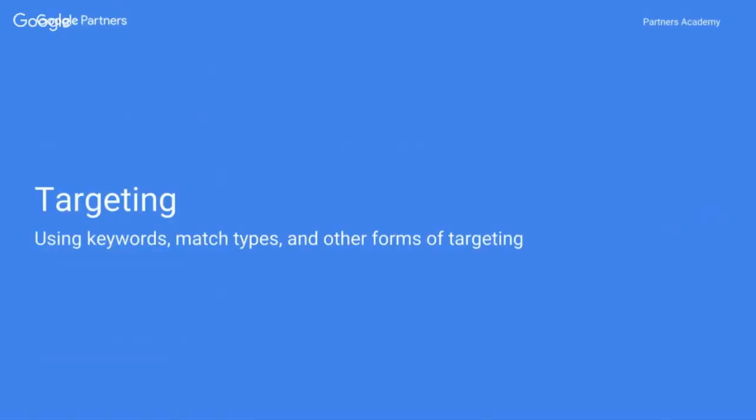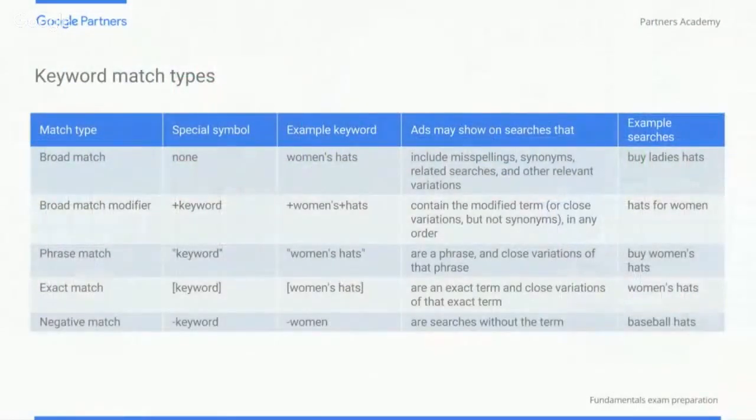So now let's get into the juicy bit. This is targeting. We're going to talk about how to use keywords, match types, and then also how to target on the display network. Keyword match types are something that there are a lot of questions on, and it's really important that we continue to be aware of the different options here so that we can make sure we run our campaigns really effectively. There are 5 different match types.